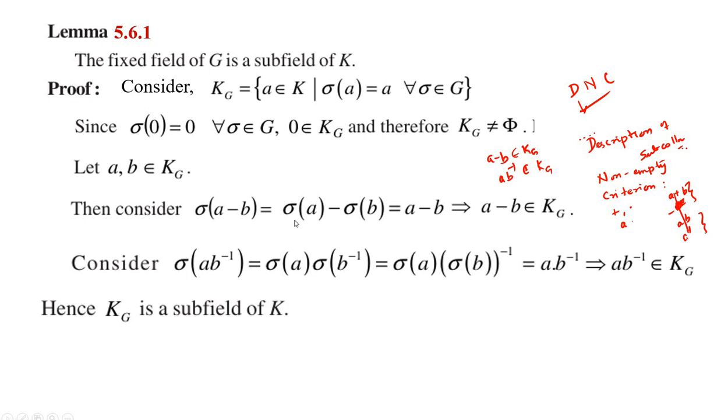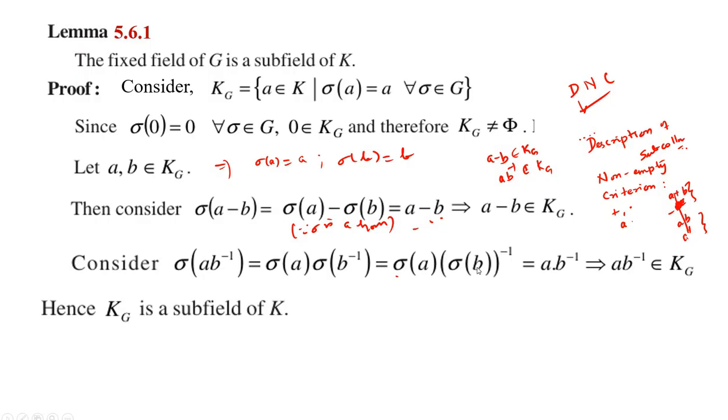If it is true, then we can say that a minus b is a member of K_G. So sigma of a minus b, because sigma is a homomorphism, you have this step. Because your a and b are in K_G, you have sigma of a equal to a and sigma of b equal to b. Just substitute in place of sigma of a and b here. So you have sigma of a minus b equal to a minus b, and therefore a minus b belongs to K_G. In the same way, if you consider sigma of a b inverse, it's a homomorphism, so you have this step.